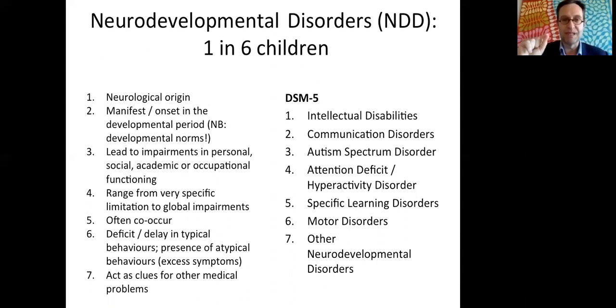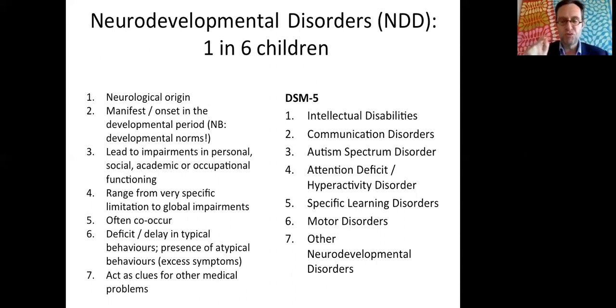The third point about neurodevelopmental disorders is that they lead to impairment in personal or social or academic or occupational functioning. So there's a huge range of impacts. They're not all health-specific impact, but as health practitioners, as people interested in the overall well-being of individuals, there are major domains of health, of social, of occupational, and of overall quality of life that can be affected by neurodevelopmental disorders.